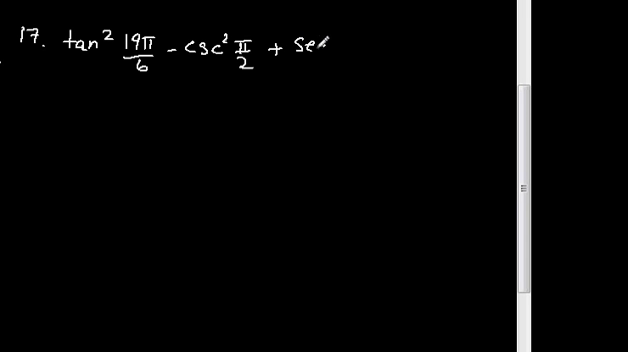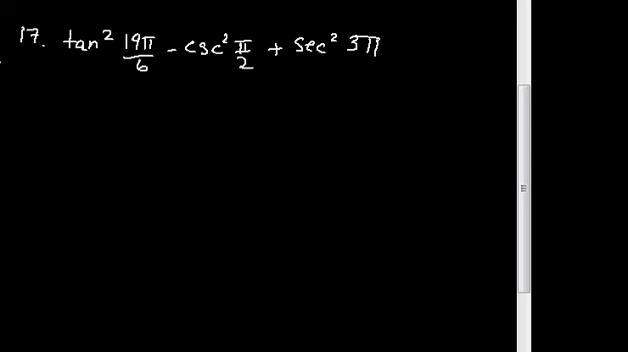Okay, the last problem is, I forget which number it was, number 17. These are very tedious. So this one is tangent squared of 19 pi over 6 minus cosecant squared of pi over 2 plus secant squared of 3 pi. Okay, I like to convert these to degrees, but if you can get by without doing it, that would be great.